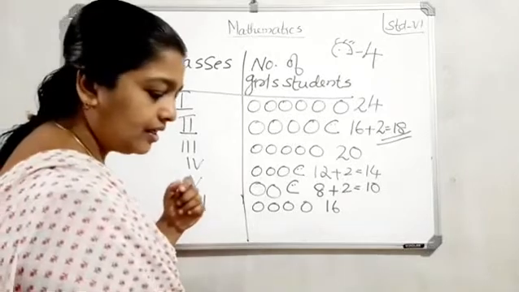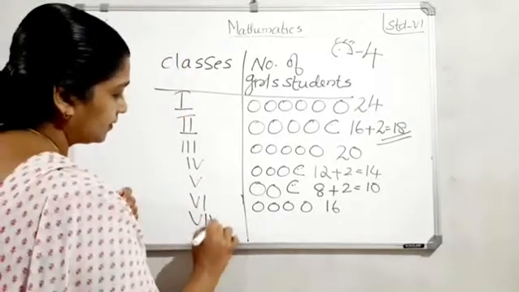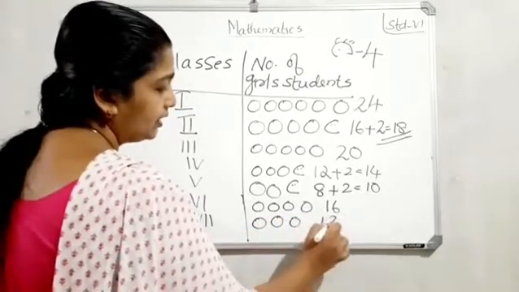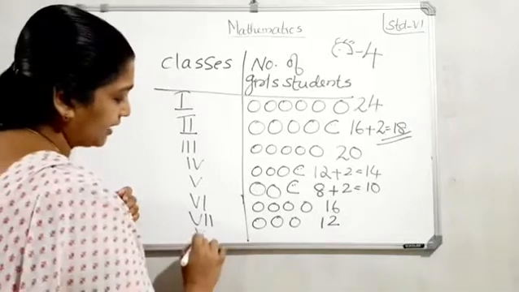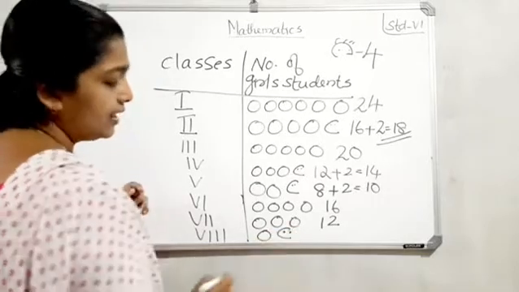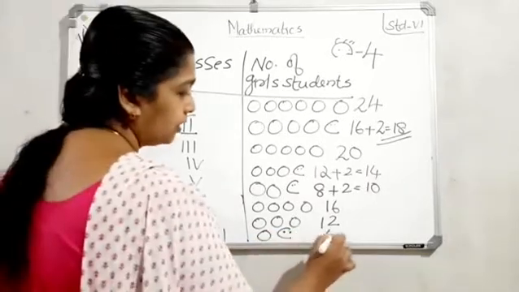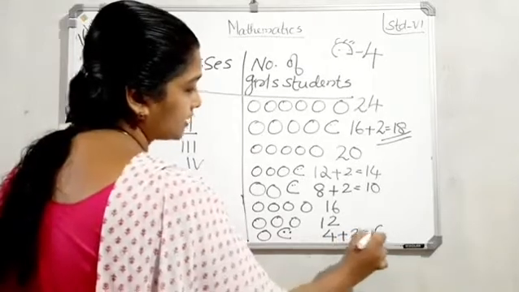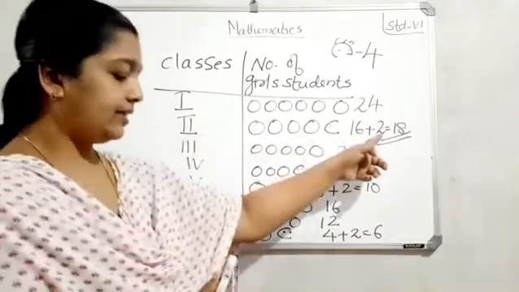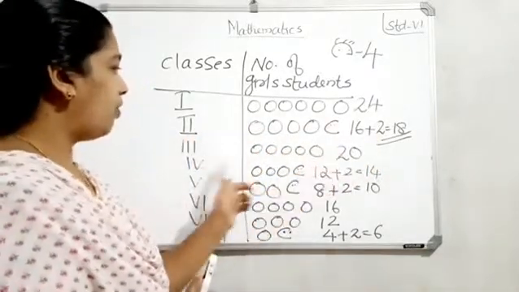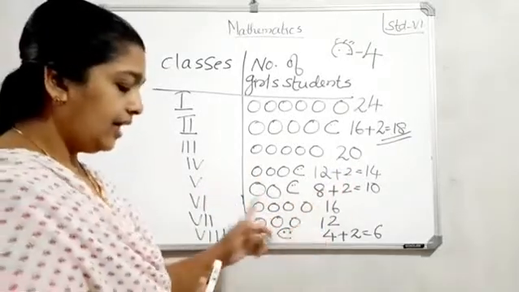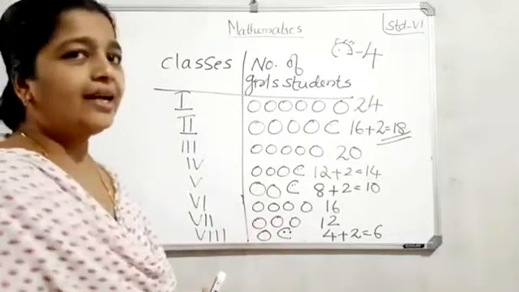Yes. Next, seventh standard. How many full? 1, 2, 3. 3 into 4. That equals 12. Next, last, 8th standard. 1 full and 1 half. Isn't it? Yes, 1 full means 4. 4 plus 2 equals 6. Understand? So, first standard 24, second standard 18, third standard 20, fourth standard 14, fifth standard 10, sixth standard 16, and seventh standard 12, and eighth standard 6.